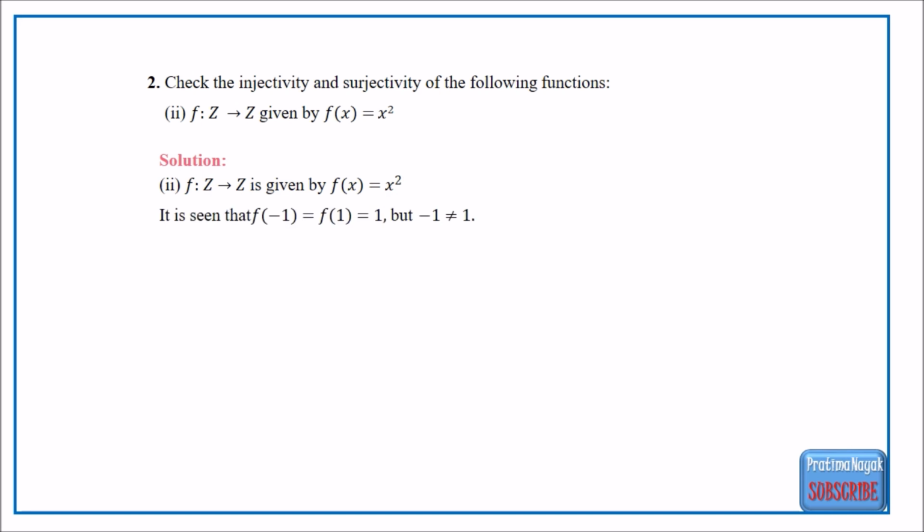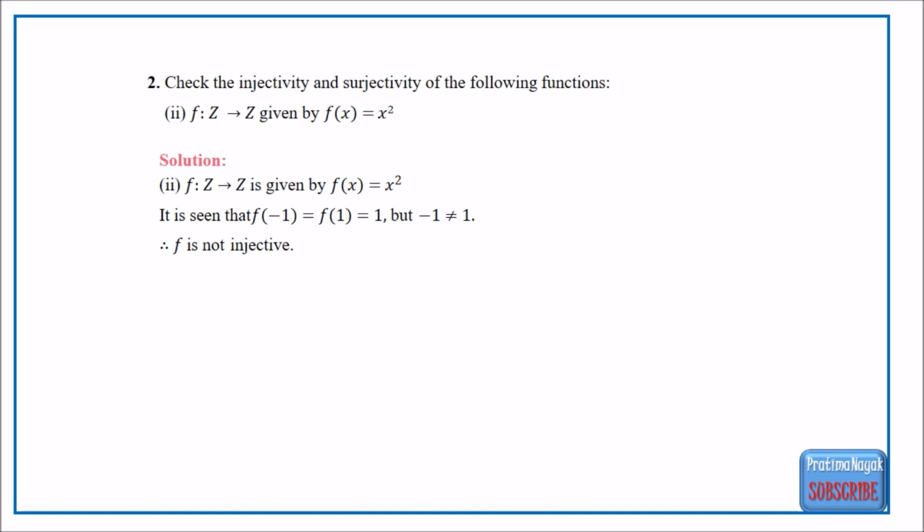Now we know that f(-1) is equal to (-1) square, which is 1, and f(1) is also 1 square, which is 1. So f(-1) is the same as f(1). So f(x1) is equal to f(x2), but we are not getting x1 equal to x2 because -1 is not equal to 1. Then is it injective? No, it is not injective.